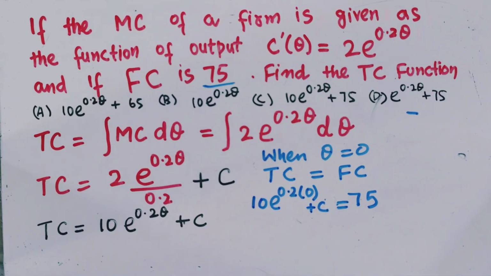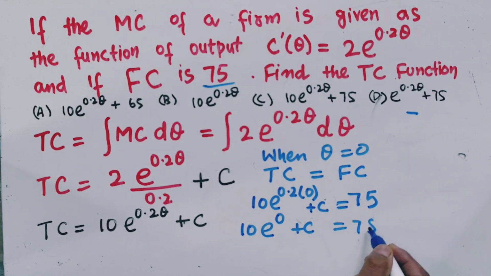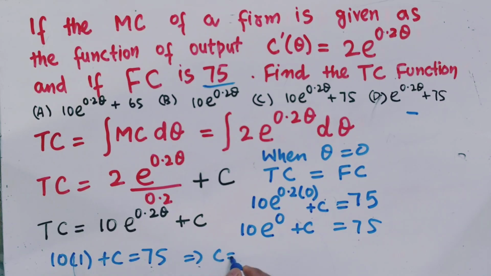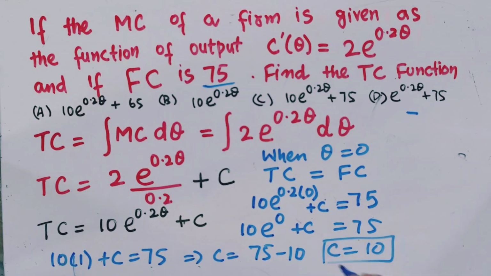So we have the constant of integration. We have 10 times e raised to the power 0.2 times 0, which is 0, plus c is equal to 75. Now what is e raised to the power 0? It is equal to 1. So we get 10 times 1 plus c is equal to 75, which implies c is equal to 75 minus 10, so c is equal to 65. So we got the value of c here.